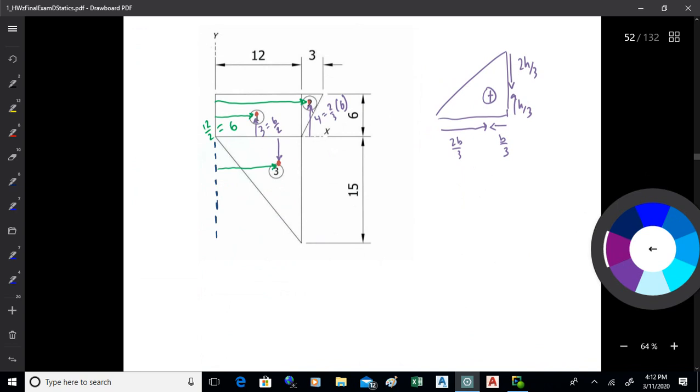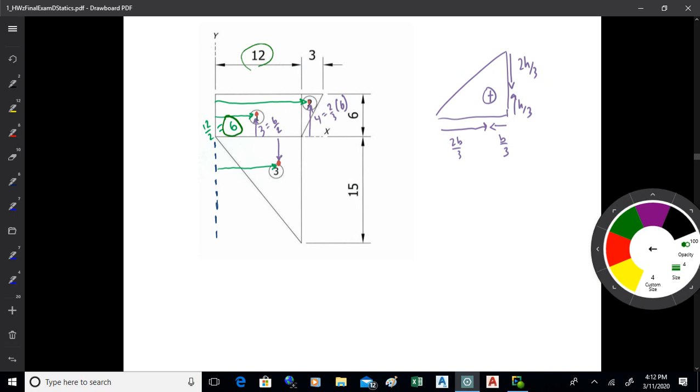Okay. So there are the x bar distances. I guess I got all of them on there. For the x bar distances, I've got 6, which is half of the 12. That's how I get to the centroid of a rectangle. What I've got here is 8, and that's 2/3 of 12.